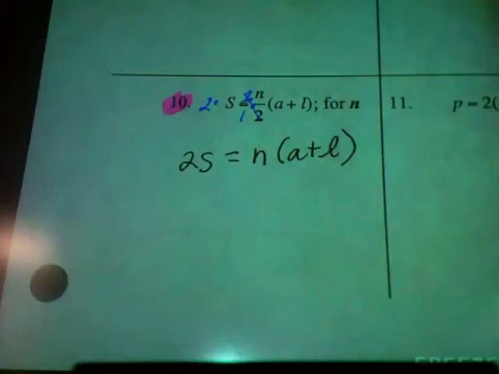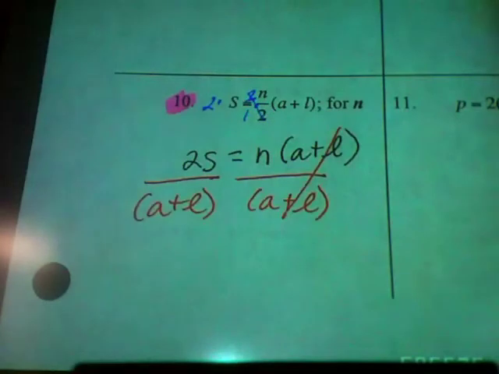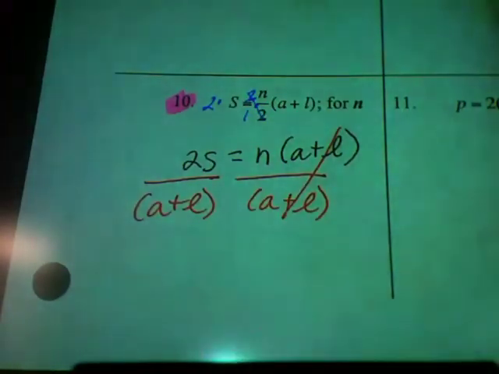So what'd you do? Are you with me? I haven't written down a single thing in this problem. So what'd you do? What'd you do to both sides? If n is being multiplied by a plus l, how do you undo multiplying? Dividing by what? A plus l. So that's what I did to both sides. I divided both sides by a plus l.